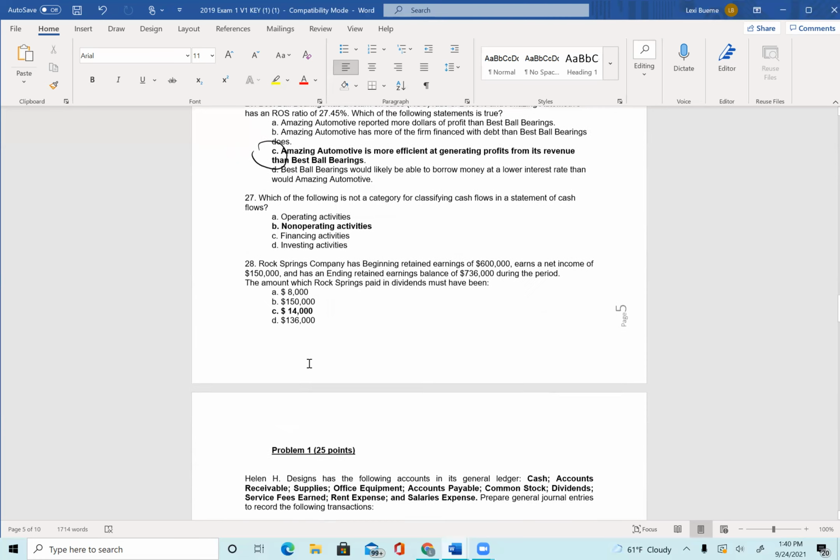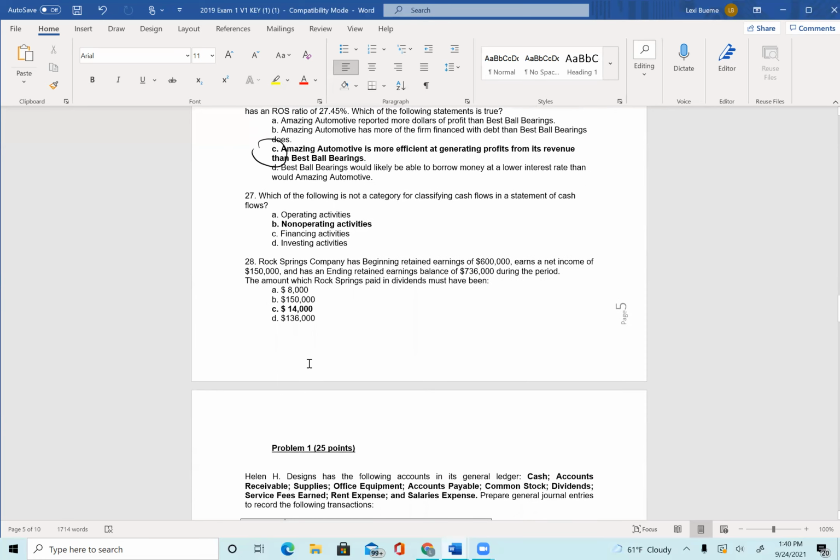Which of the following is not a category for classifying cash flows in the statement of cash flows? This is going to be non-operating, because when we looked at the statement of cash flows, you need operating, financing, and investing. You don't need non-operating in the statement.